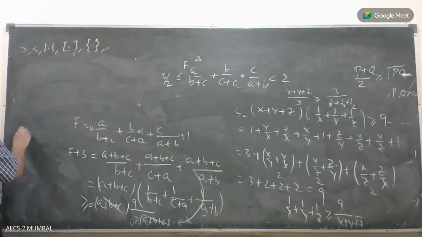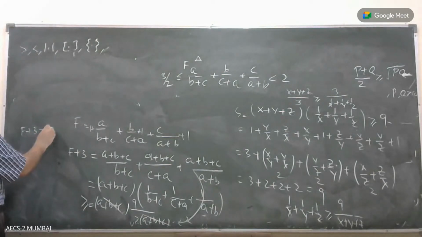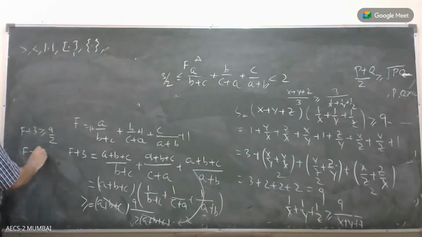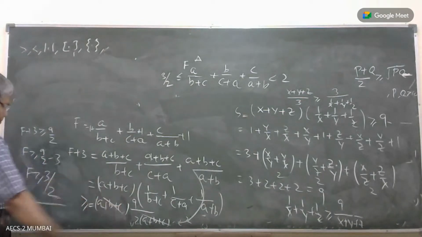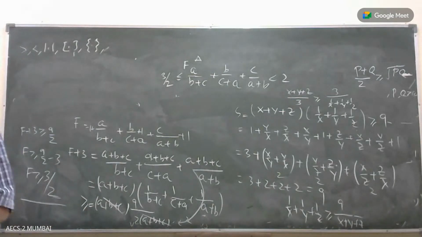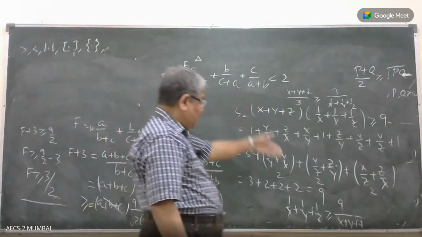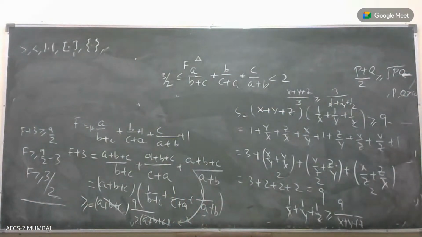So what? F plus 3 is... Is this correct? We got inverses. That is why I have to use this. Correct? 1 upon x plus 1 upon y plus 1 upon z is greater than or equal to 9 upon x plus y plus z. We have proved this. This is called Nesbitt's inequality. Okay? Any question? Yeah?